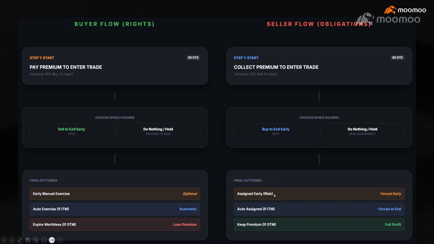So if your option is in the money and you think the trade doesn't go well, you can close your position early. But if you do nothing, there will be two scenarios. One is that the option you sold is in the money and you do nothing. It will be the same: it will auto assign.